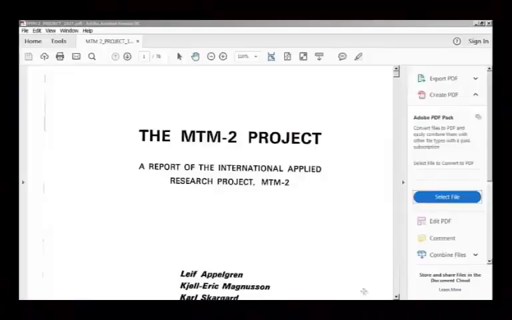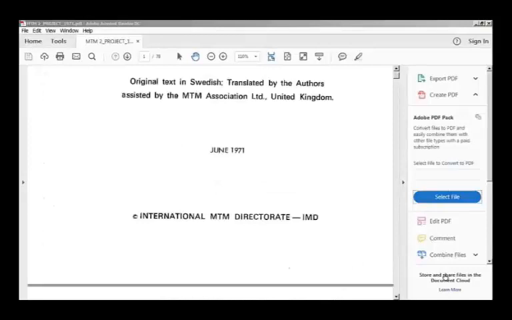Here we have the MTM-2 project report, which is shown as a PDF document. MTM-2 was released in 1965. This report was published in June 1971. MTM-1 data have been extracted from a huge amount of motion analyses, which was taken from a very diverse range of industries across the USA, Europe and Scandinavia.